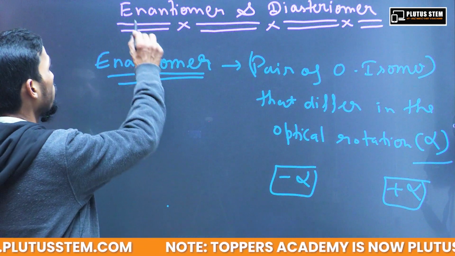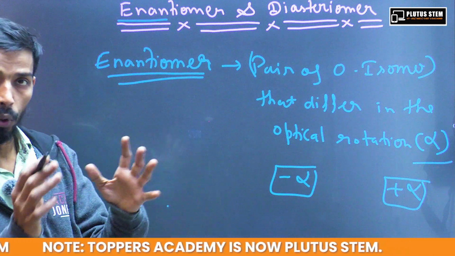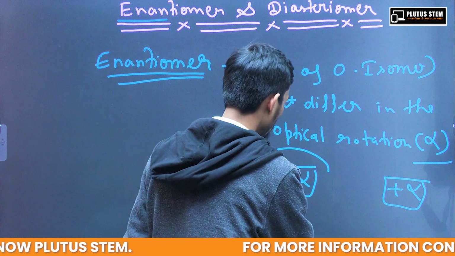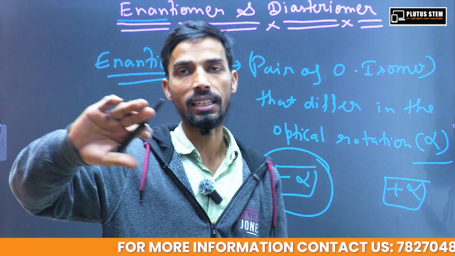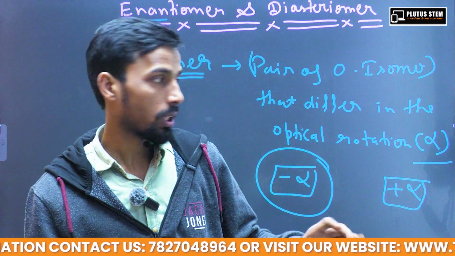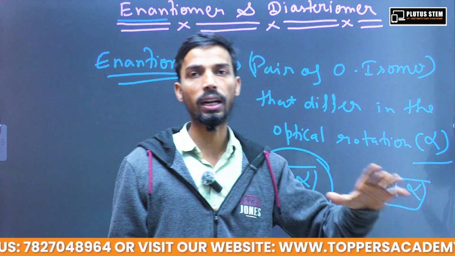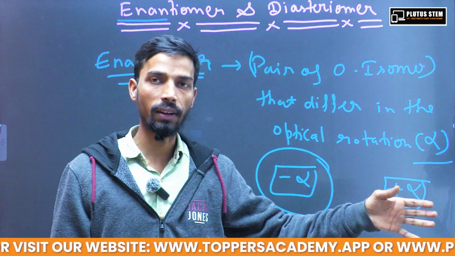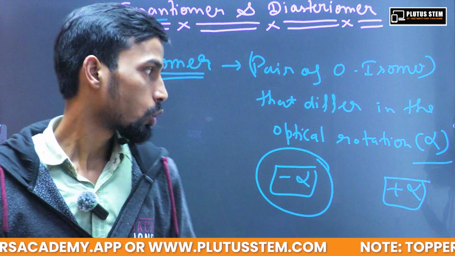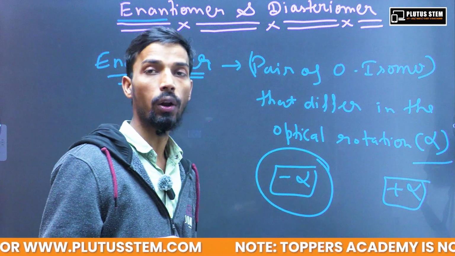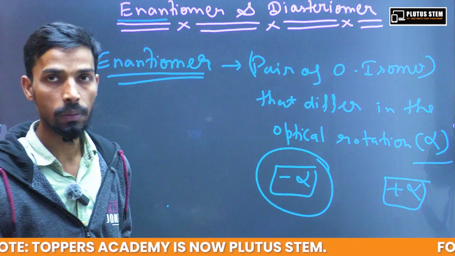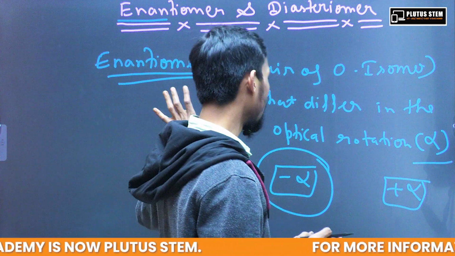The word enantiomers also means opposite. The opposite thing here is the optical rotation. If one rotates the plane polarized light toward the right direction with a certain angle, the other enantiomer will rotate the plane polarized light toward the left direction with the same fixed angle. So both angles are the same, only the direction of rotation changes. Such types of isomers are termed enantiomers.